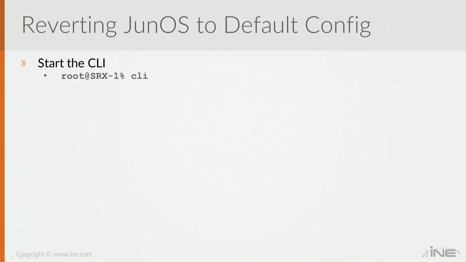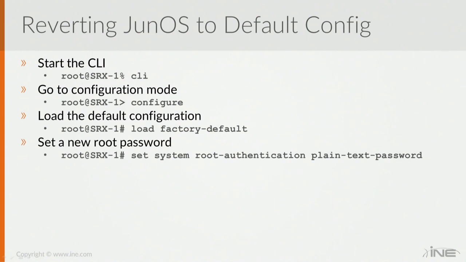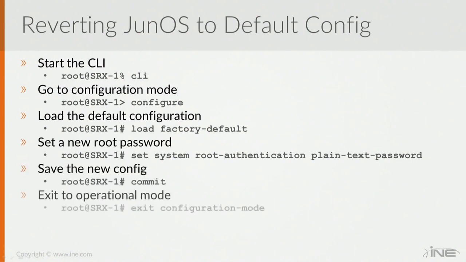The first thing that we do is start the CLI process, which is just the command CLI. We'll talk a little bit about this later to see the specifics of it. We go to effectively what is global configuration. We load the default config, which is essentially the same as erasing the config, configure a new root password, save the config, and then reboot the box.